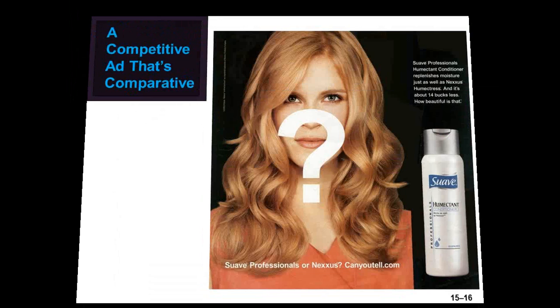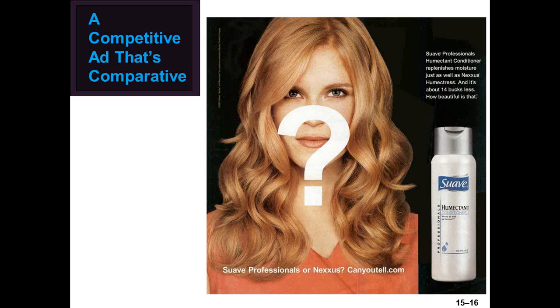Here we see Suave Professional's Humectant Conditioner, stating that it replenishes moisture just as well as Nexus Humectress. The product is compared on the basis of price. A key thing to remember in planning comparative ads is that the claims made about products should be supported by research. There may also be drawbacks to comparative ads if they are confusing to consumers or if they focus on small, insignificant differences between products.